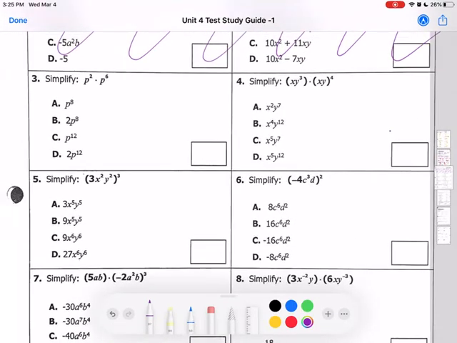So here's a pretty simple product rule. We're multiplying p squared times p to the 6th. That means we're going to add the exponents together. That gives me p to the 8th, which is A.